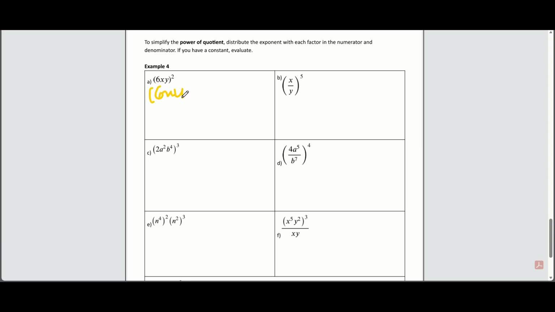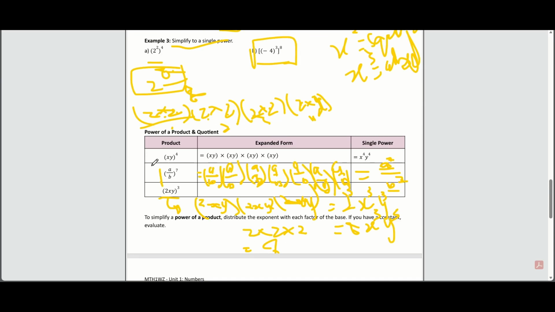6xy. That just gives us 6 to the power of 2, x to the power of 2, y to the power of 2. That gives us 36 x squared, y squared. Okay? Awesome. This, I'm going to say you do yourself because it's the same concept as this question, essentially.